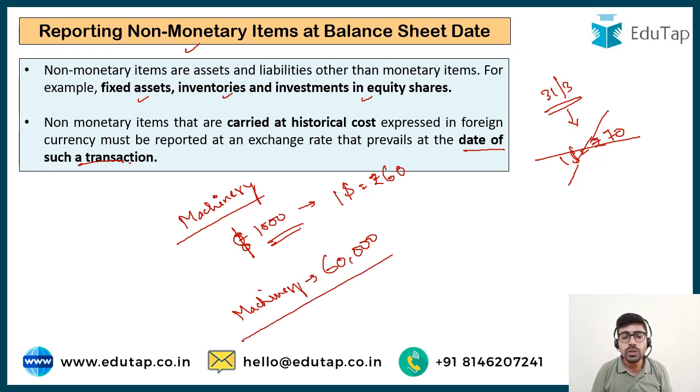You are not going to change its value on every balance sheet date. You are not going to apply the closing rate. You are only going to follow the rate which prevailed at the date of the transaction. No closing rate is to be applied. This is something which you have to remember. For monetary items, apply the closing rate. For non-monetary items, just apply the rate at the date of the transaction.